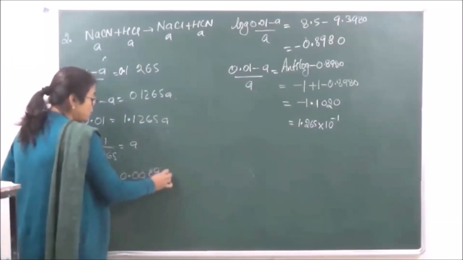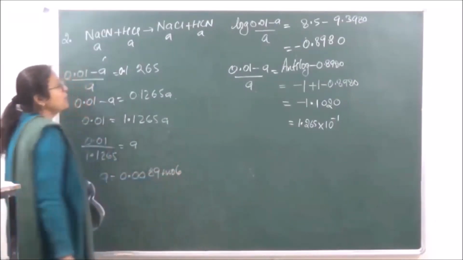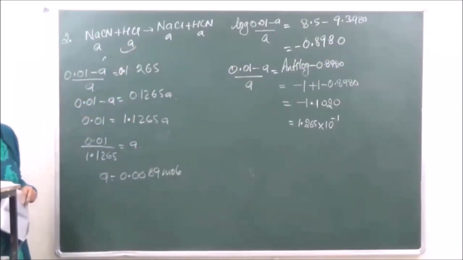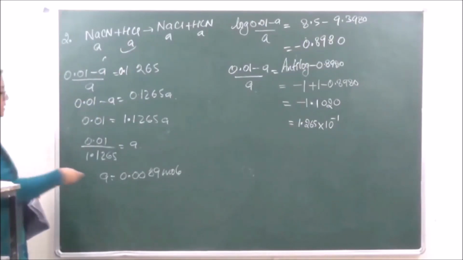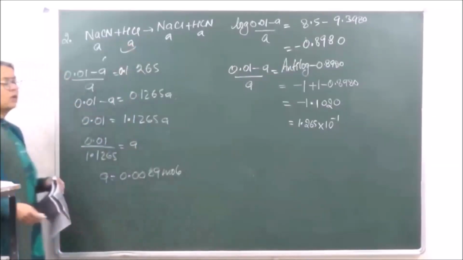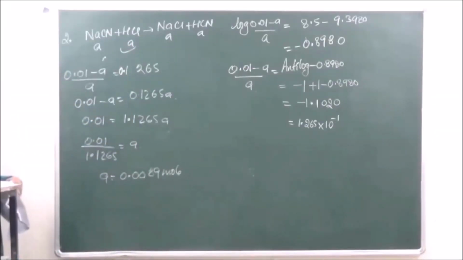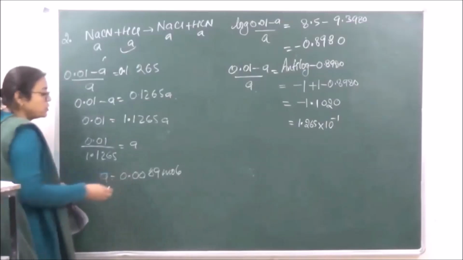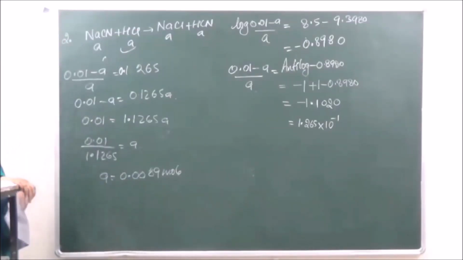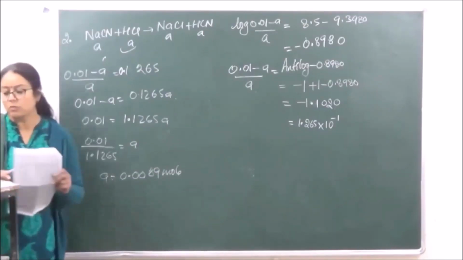So this is the amount of HCl that should be added. This is what they have asked in the question: how many gram moles of HCl should be added? So when A is coming as 0.0089 moles, and we have taken the number of moles of HCl as A, therefore 0.0089 moles should be added to make the required solution. Is it clear? So this is how you were supposed to do this question.